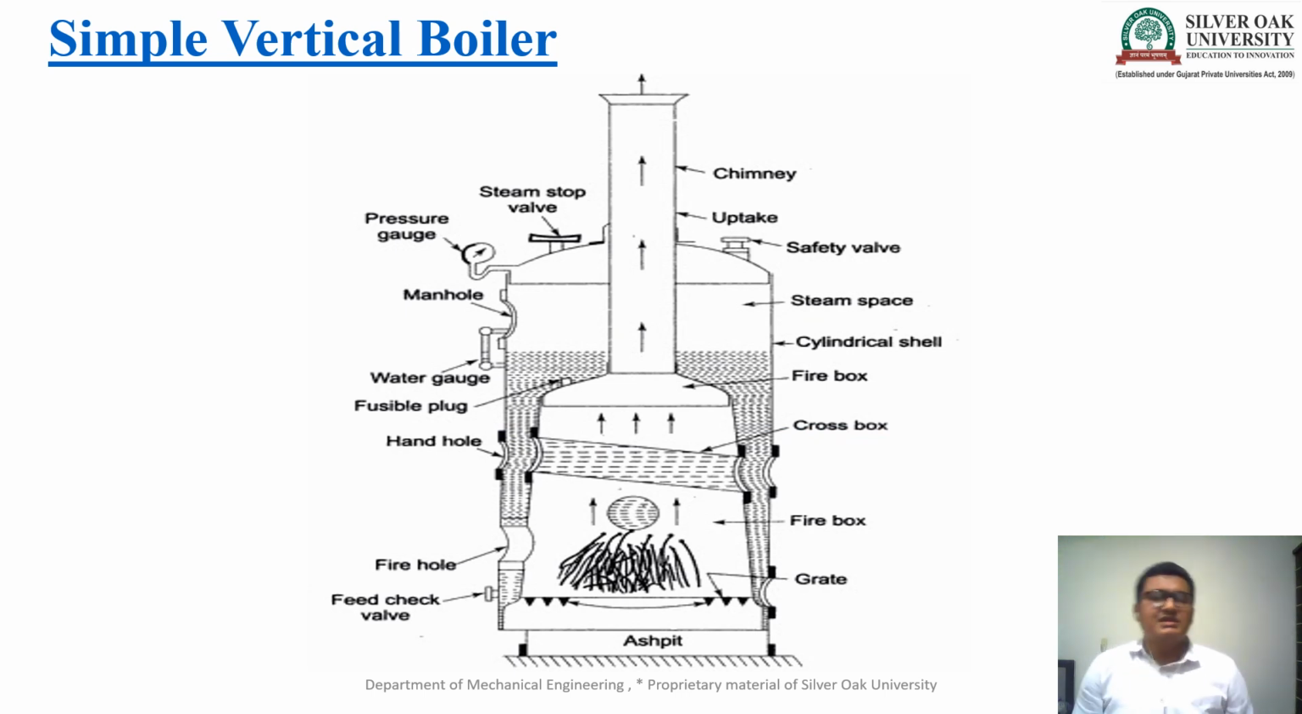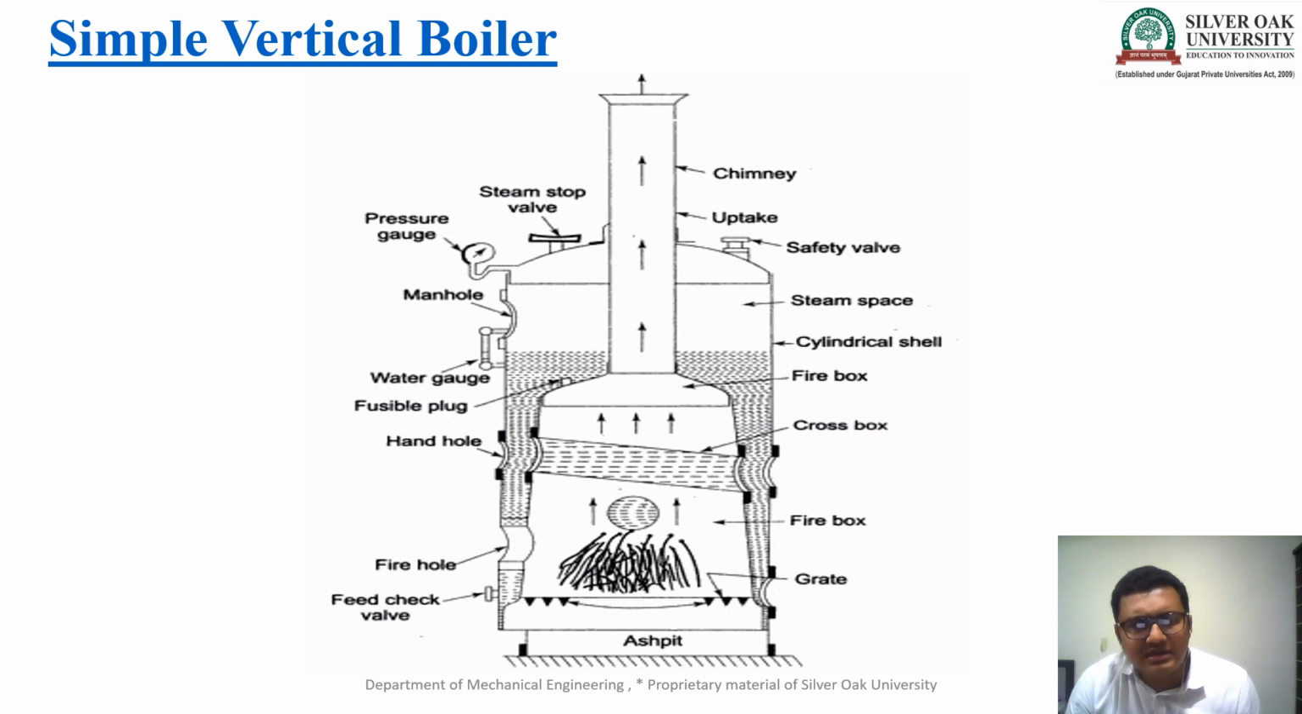So these are the different kinds of mountings and accessories and parts of the boiler. So what is the function of each one? What is the function of the pressure gauge, what is the function of the steam stop valve, what is the function of the water gauges, what is the function of the fusible plug?